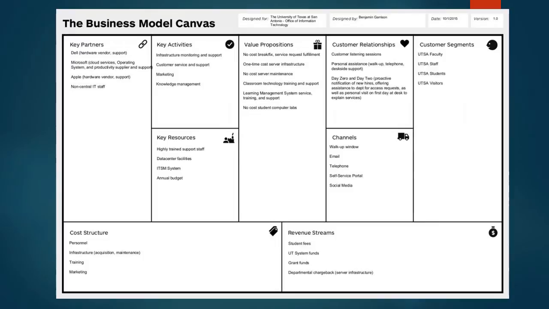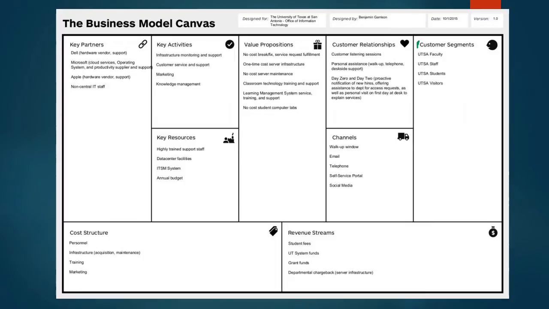I want to provide a quick overview of the Business Model Canvas, and here I have an example prepared for the Office of Information Technology at the University of Texas at San Antonio, which is a little unique in that it's a public institution. It's not obviously a for-profit organization within that institution. And I want to touch on the elements of the Business Model Canvas here. I've outlined the customer segments that we target. Of course, that would be our faculty, staff, students, and visitors.